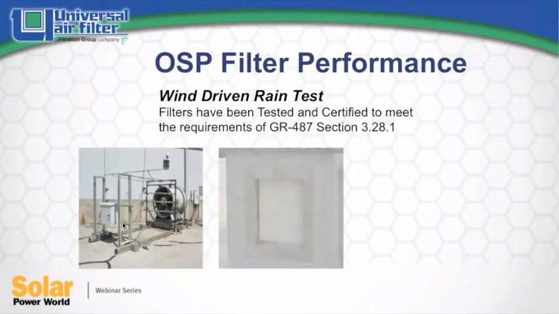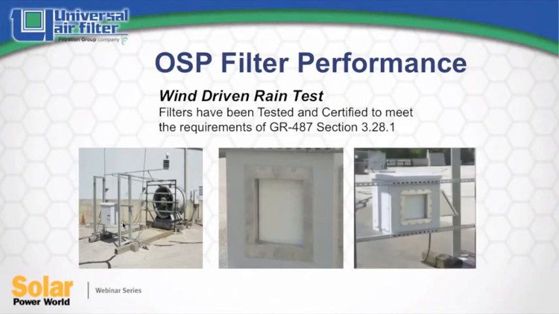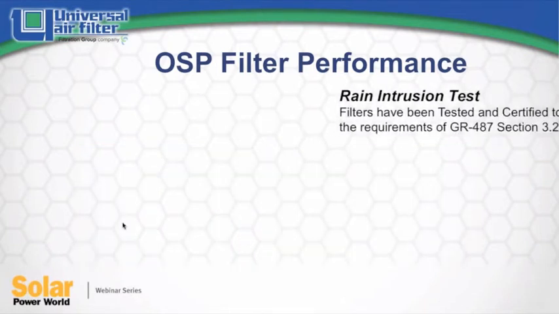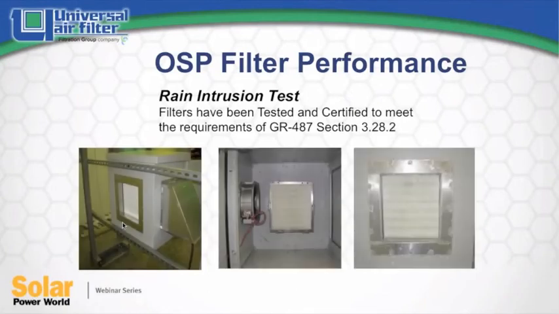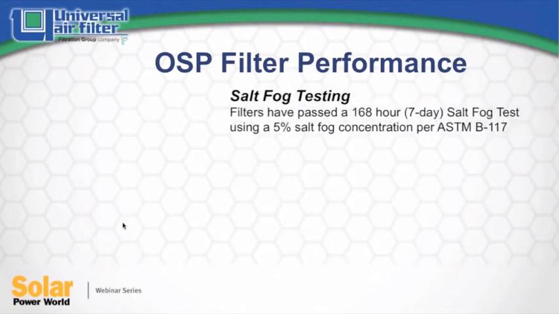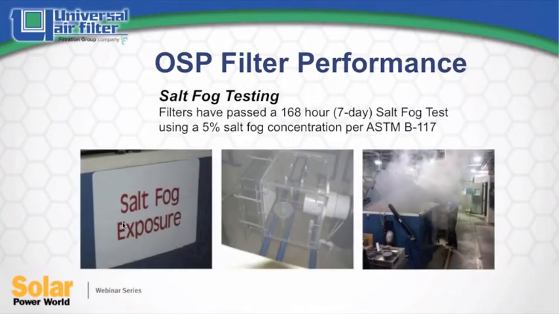To simulate hurricane-like conditions, OSP filters have endured exhaustive wind-driven rain test programs to match the telecom industry's most stringent cell site environmental standards. These stringent telecom specs also require compliance with a rain intrusion test that simulates exposure to placement near active irrigation systems. Finally, the salt fog test demonstrates reliable operation when subjected to corrosive coastal conditions.